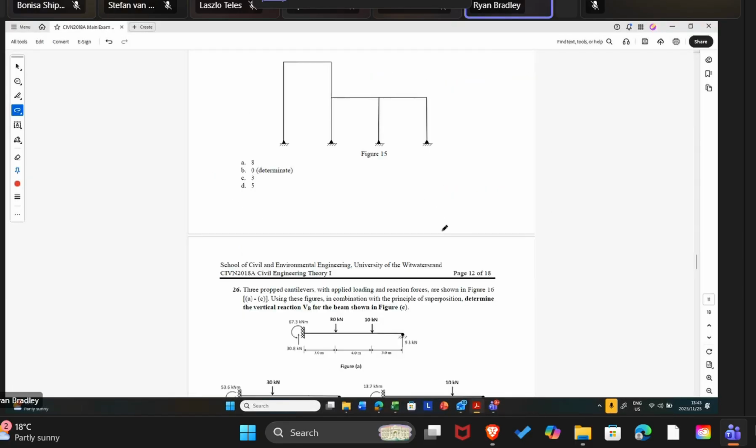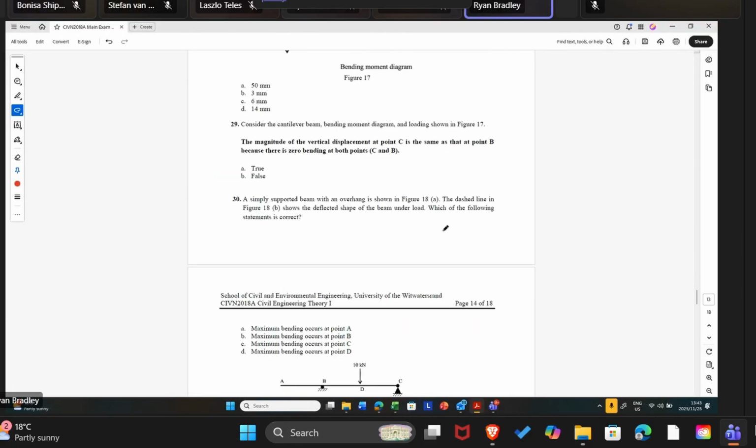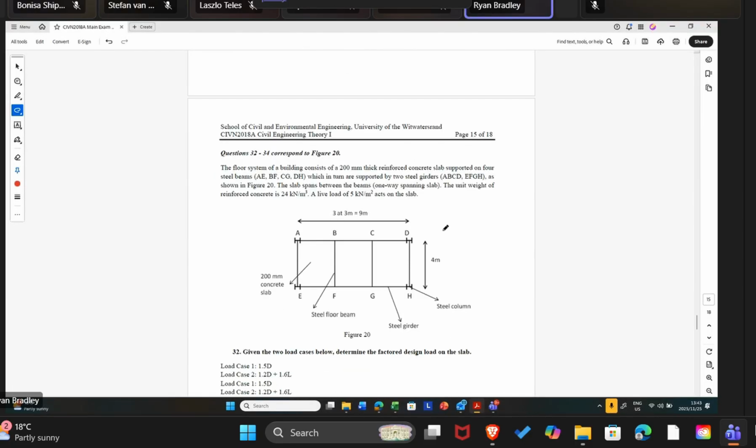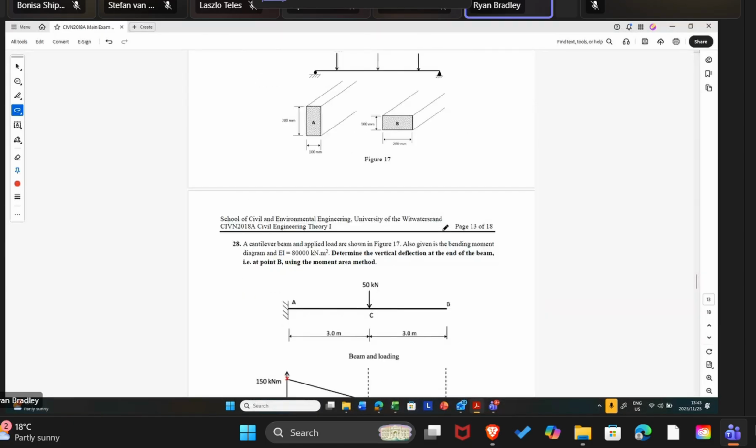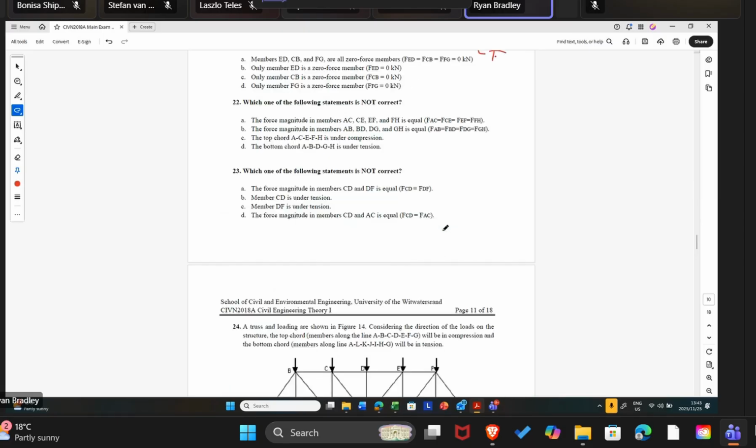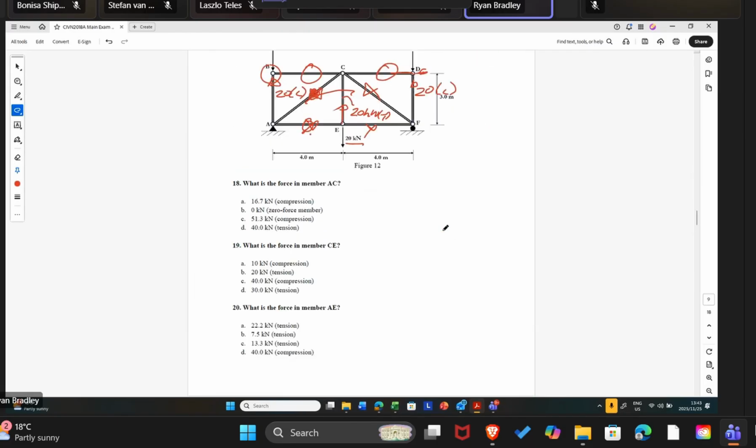All right, so we have two more sections here we're going to discuss: indeterminate structures, and then we'll just discuss briefly a section on loads, which you'll have again also very likely in your final exam.